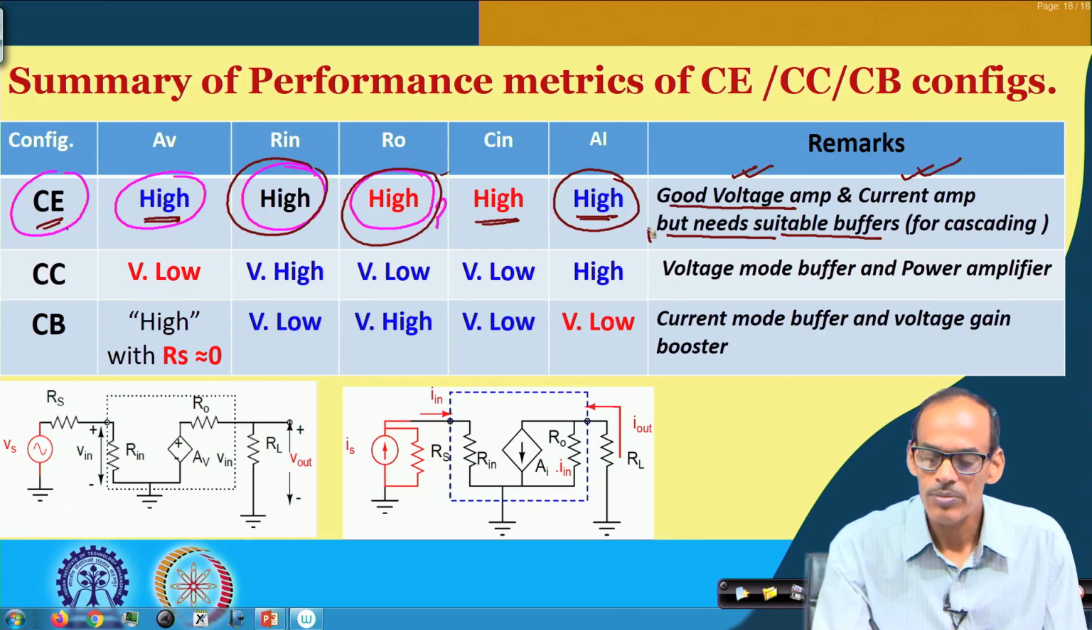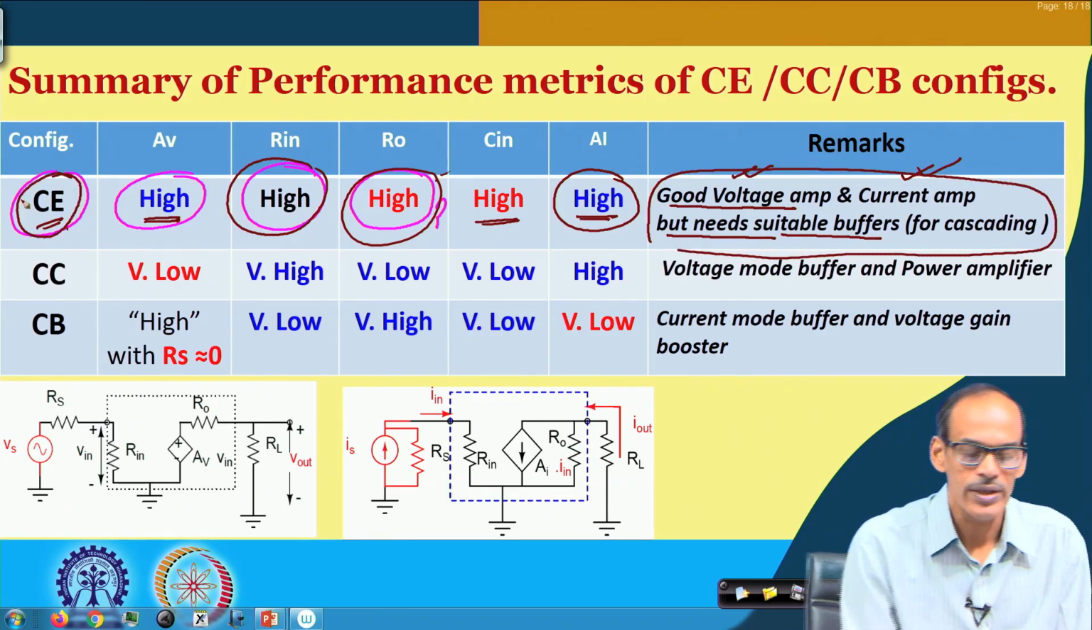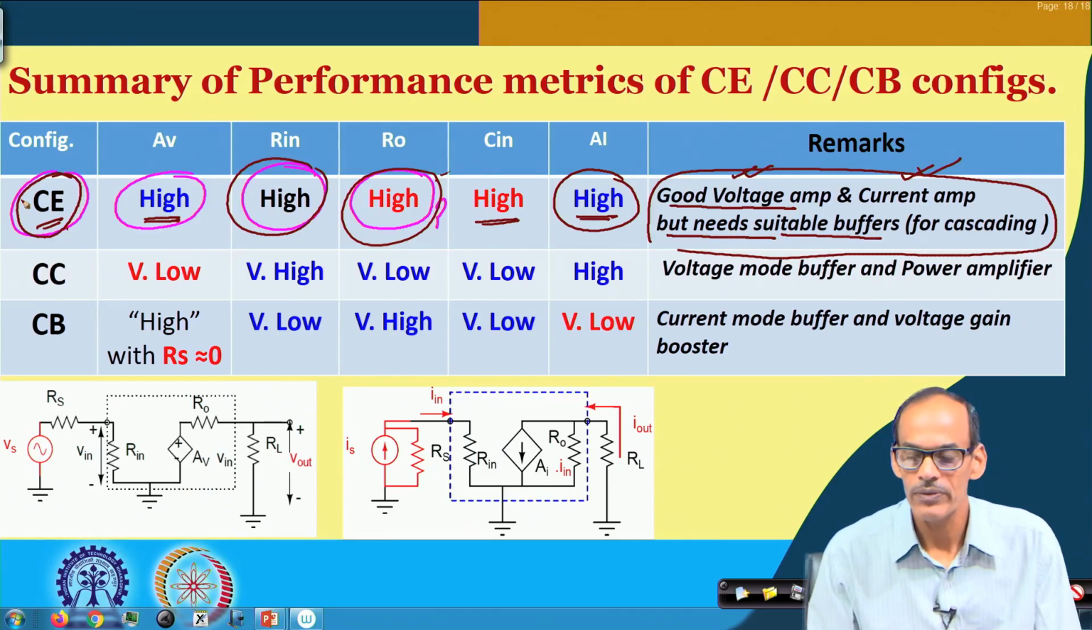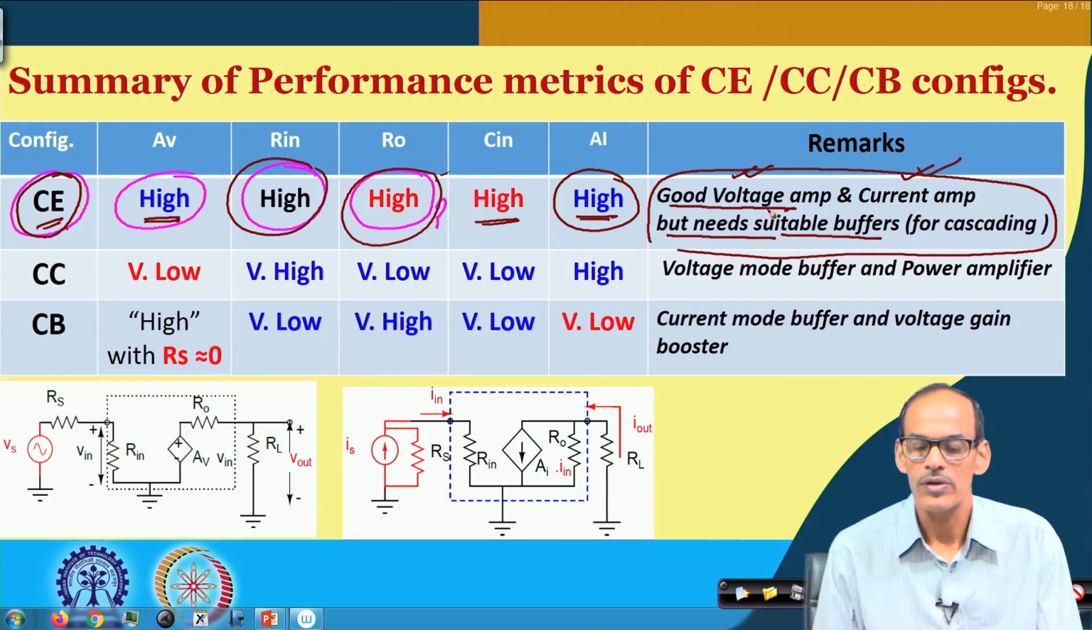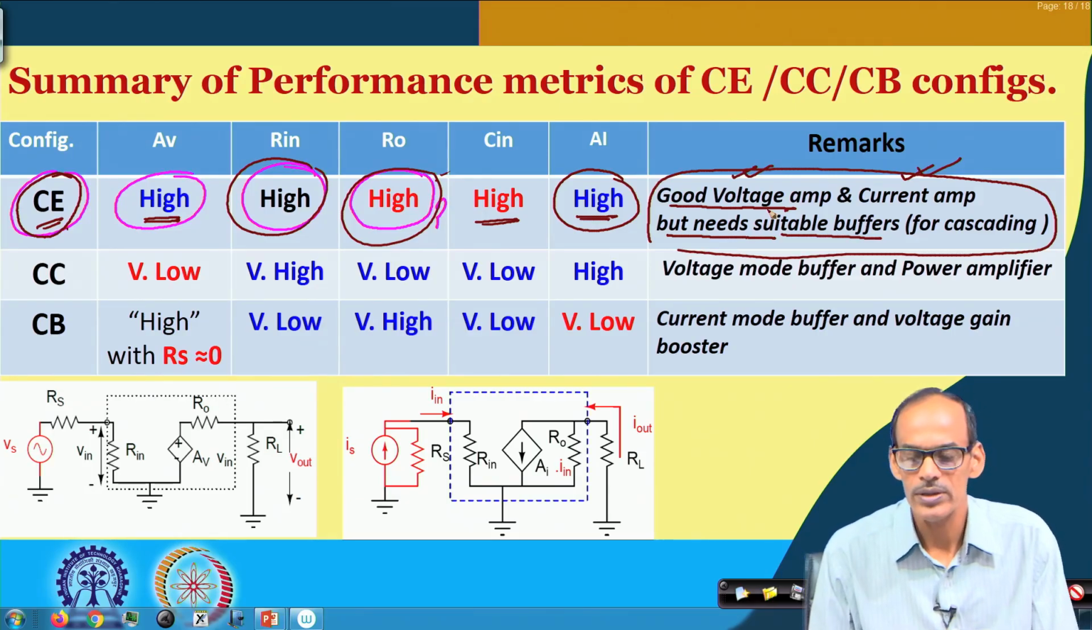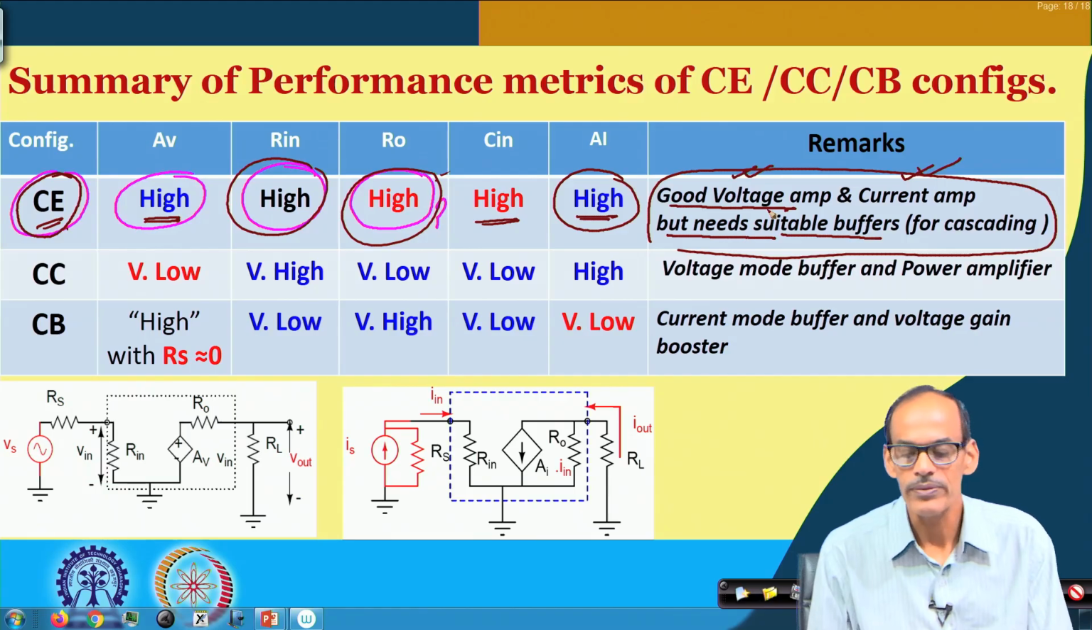So, this is the important remark that the CE amplifier is a good candidate for both voltage amplifier as well as current amplifier, but it is better to have a suitable buffer. When I say suitable buffer, depending on whether it is voltage mode signal or current mode signal at the two ports, input and output ports, you have to put a meaningful other configuration. So, let us see what other configurations we can think of.